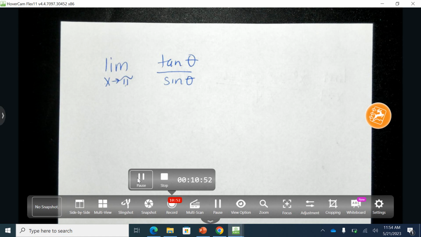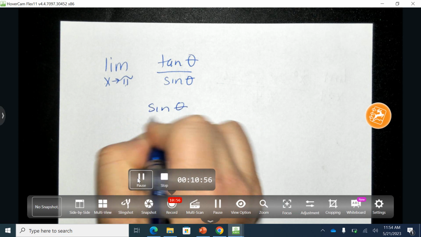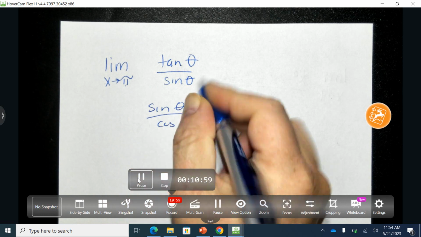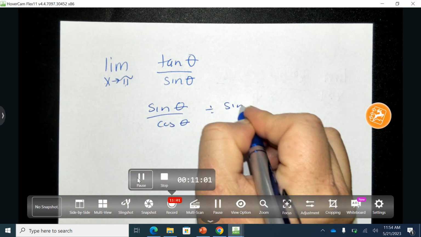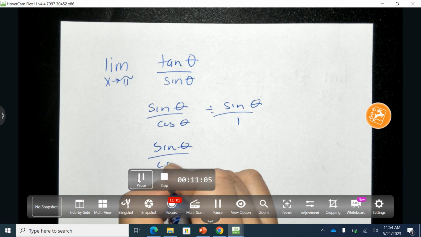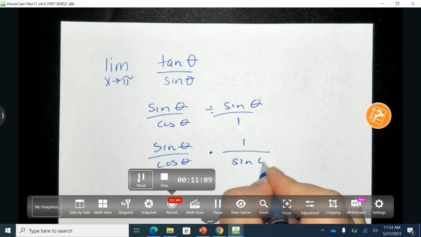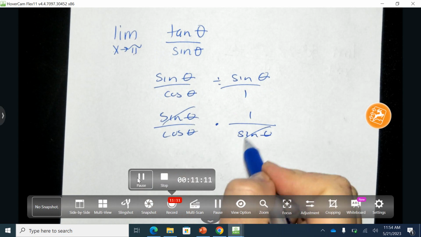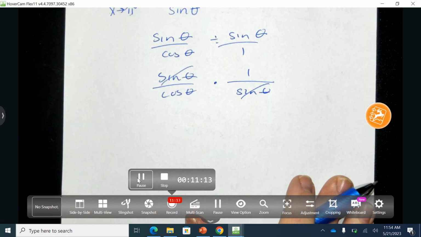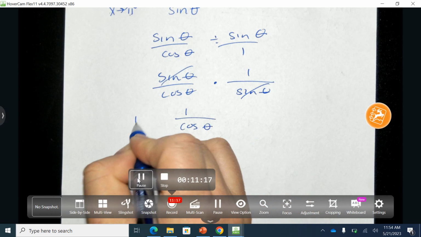So let's go ahead now and rewrite tangent as sine over cosine. And then we're going to divide that by the sine. We can write sine over 1. When we divide fractions, we take the second fraction and multiply by the reciprocal. And here we go. The sines, again, are going to be eliminated because they simplify to 1, and I'm left with 1 over the cosine.